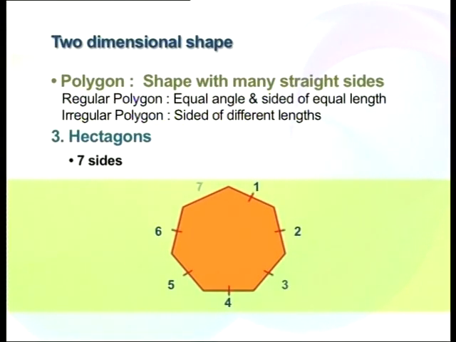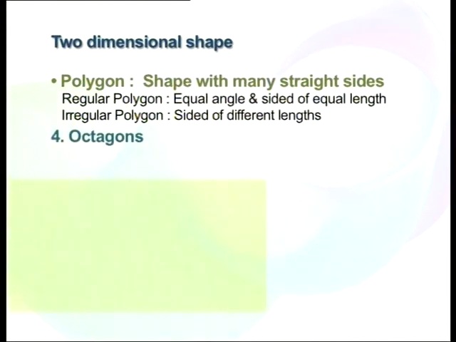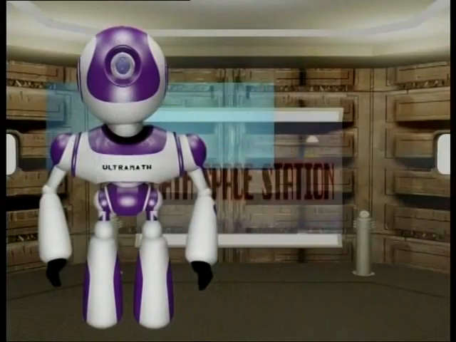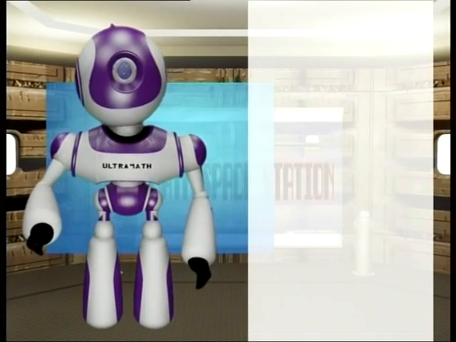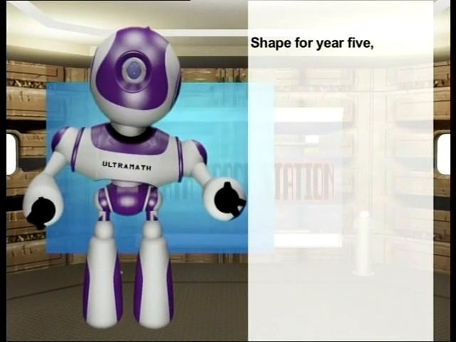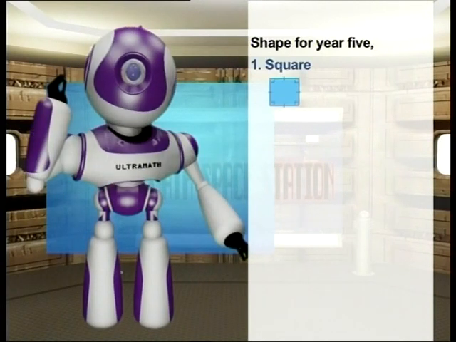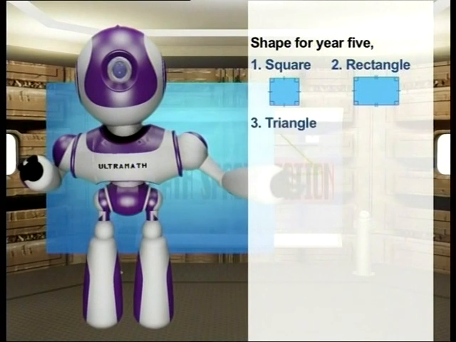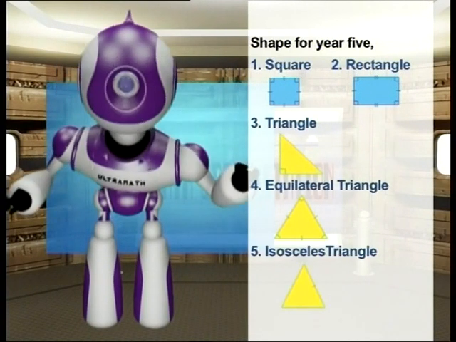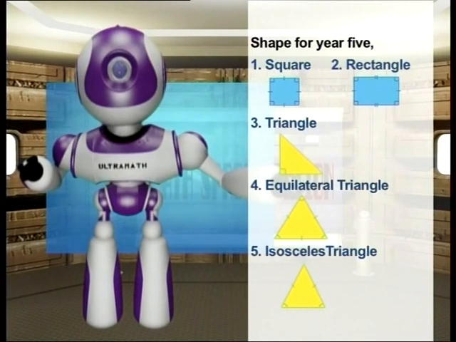And 4. Octagon, which has 8 sides. So many shapes to remember. Don't worry, for year 5, you only need to remember a square, rectangle, triangle, equilateral triangle, and isosceles triangle.